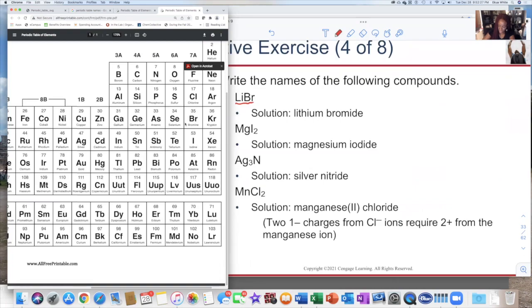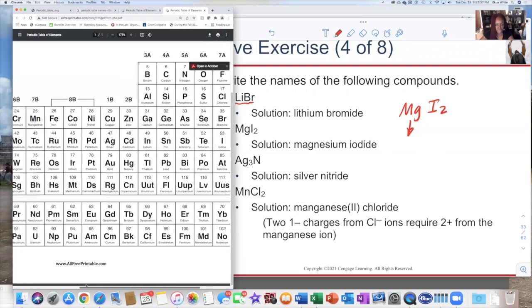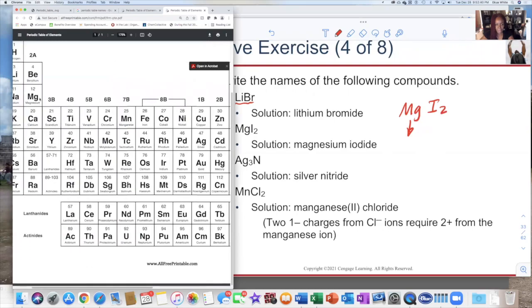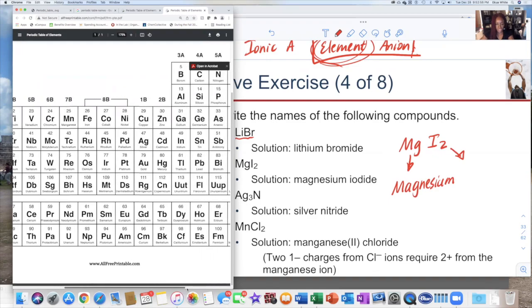The next one we have is MgI2. So you want to write the name of the first element as is. So Mg, let's see, Mg is somewhat to the left. There it is, magnesium. You want to write it as an element because remember, the first element is named as an element. Then the anion, for this one here, you want to write it as I2. Remember I2, we need two of those to make a neutral compound.